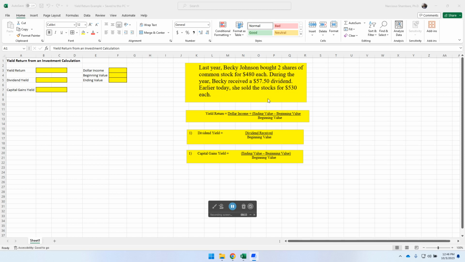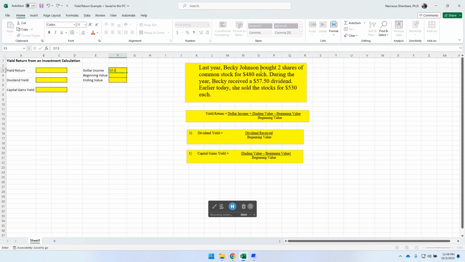So the quickest way of coming up with this type of calculation is to capture important numbers first. And here we know dollar income is going to be our dividend, which is 57.50. And then the beginning balance. So the beginning balance, how much did they buy those stocks for? So they were actually 2 of them, 480 multiplied by 2, and they were able to sell them for $530 multiplied by 2.